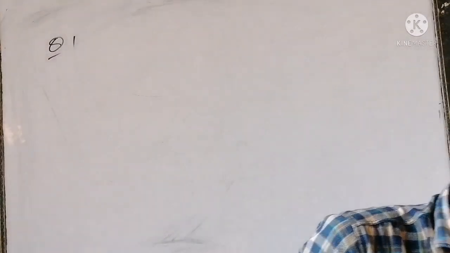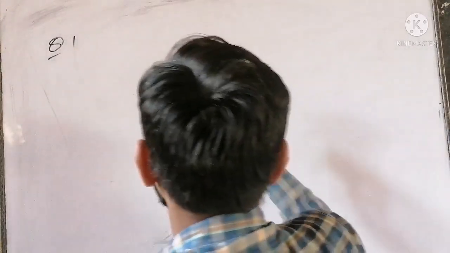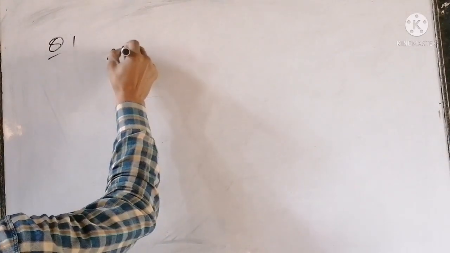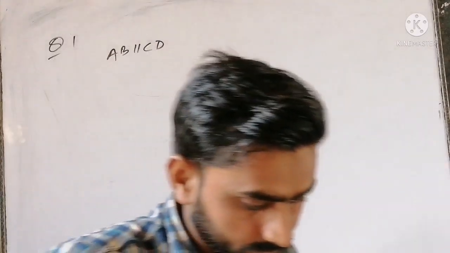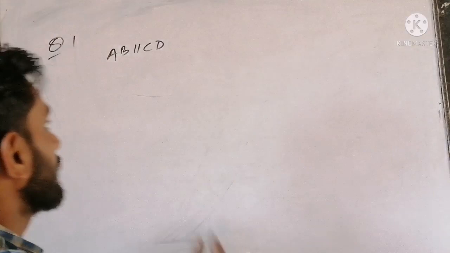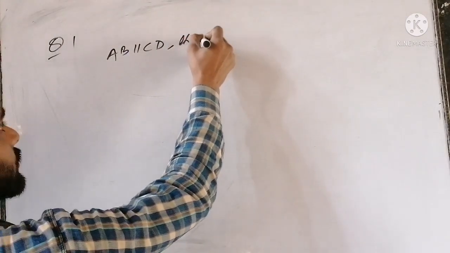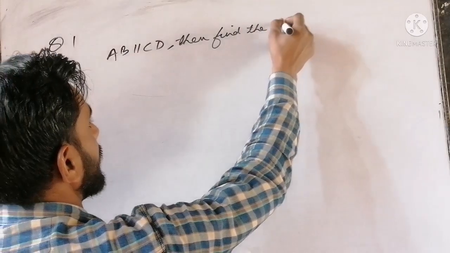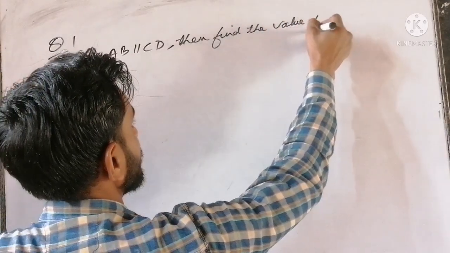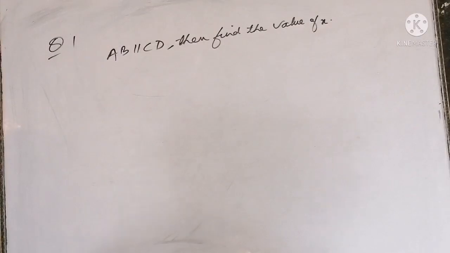Question number 1 is: in each of the following, AB is parallel to CD, then find the value of x. Write the question please.